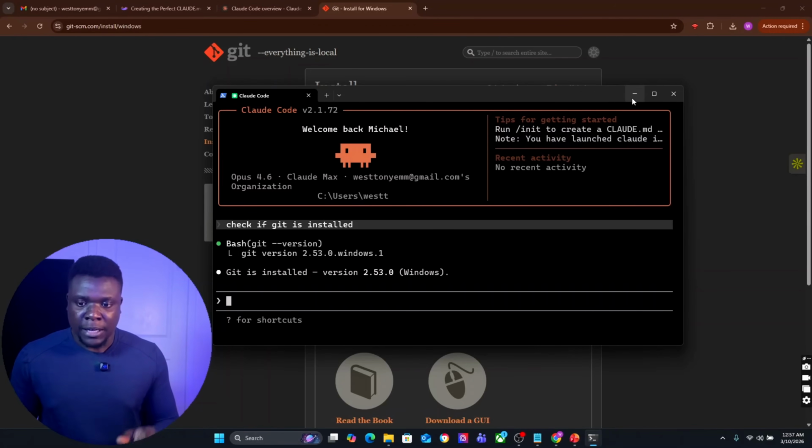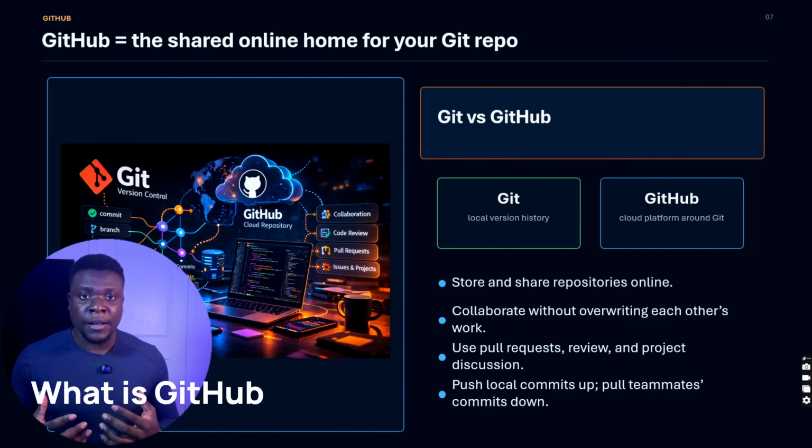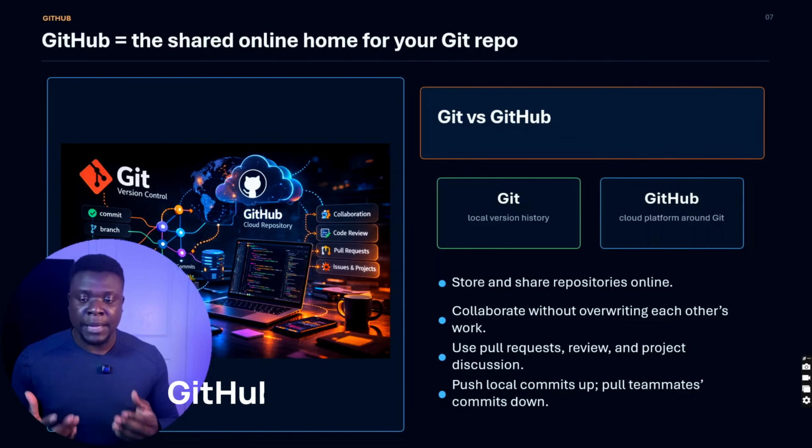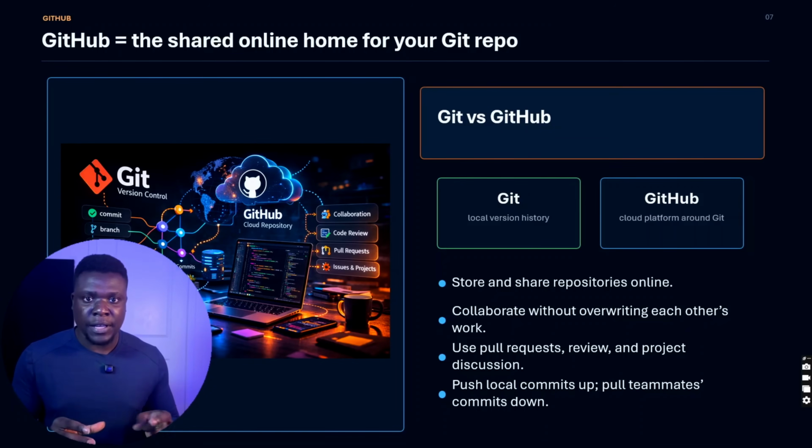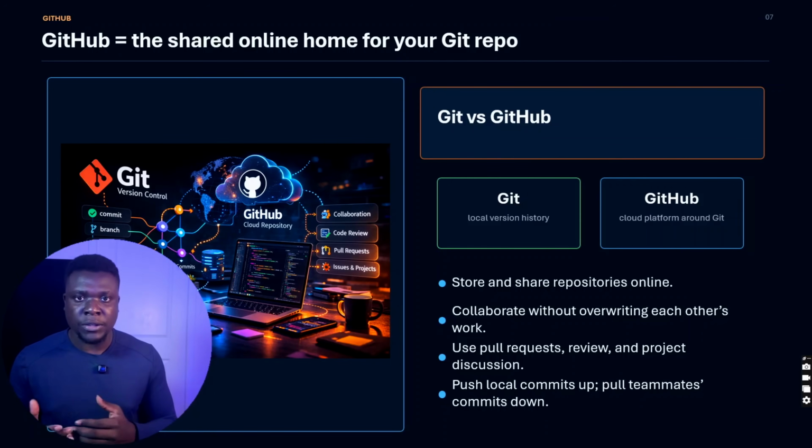First, let me explain what GitHub is. GitHub is basically a cloud-based platform. Git actually lives in your local terminal, and GitHub is cloud-based, right? It lives on the web. Basically, they work together. It stores and shares repositories online.